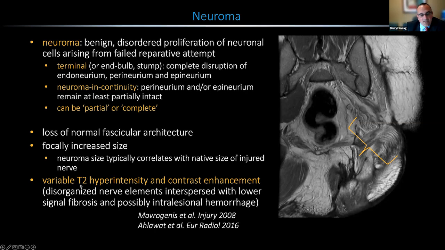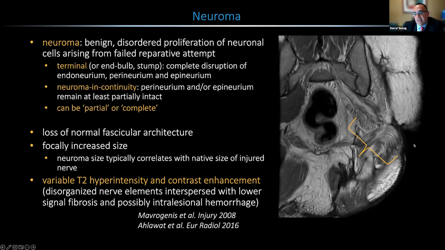In terms of the signal characteristics, they can be variable, and contrast enhancement can also be variable. Actually, in a paper published by Shivani and others in 2016, they evaluated the contrast patterns of neuroma. They found that in the vast majority of cases, the neuroma enhances, which holds in my experience as well. But some cases may not enhance, and this may be related to variable degrees of fibrosis, or maybe we're not imaging at a late enough stage following the contrast administration.